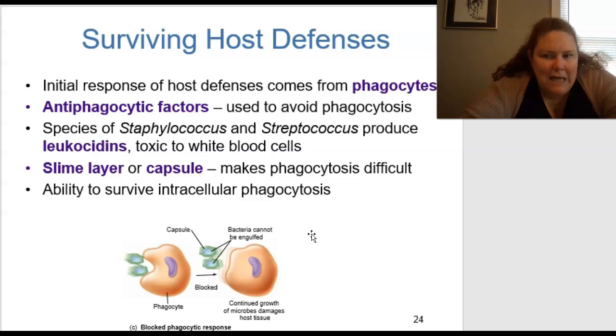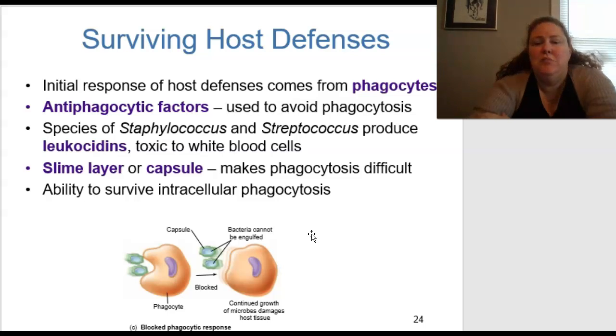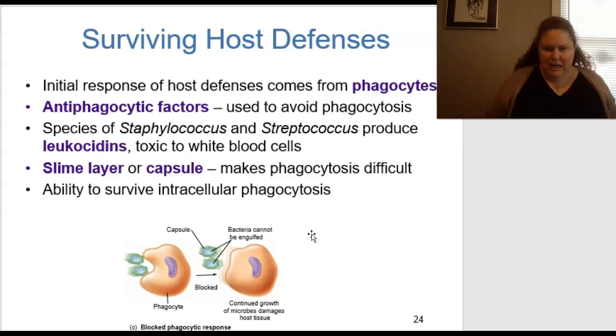We also have a slime layer or a capsule that can form, and because of this, it's putting a protective barrier around it, and it makes that Pac-Man or the phagocytosis eating difficult. And so the ability to survive the intracellular phagocytosis is dependent on these.